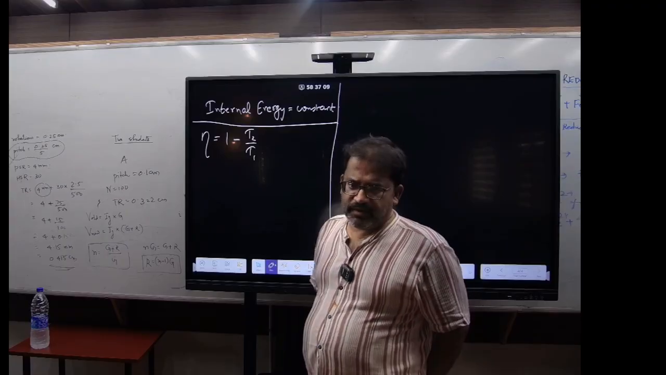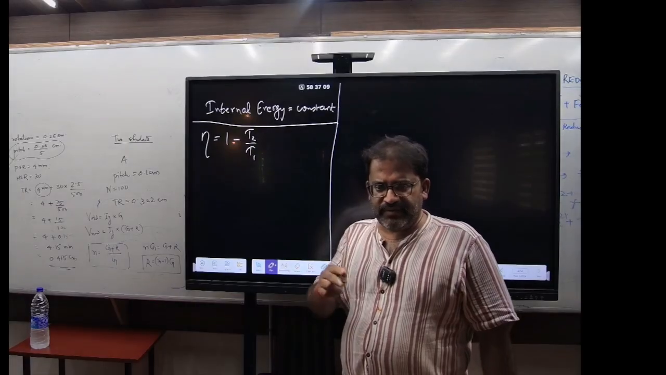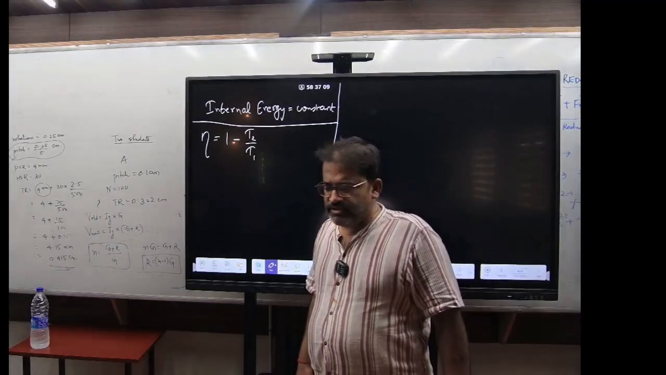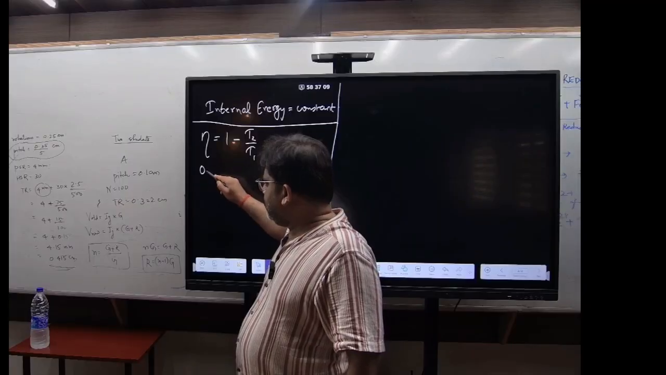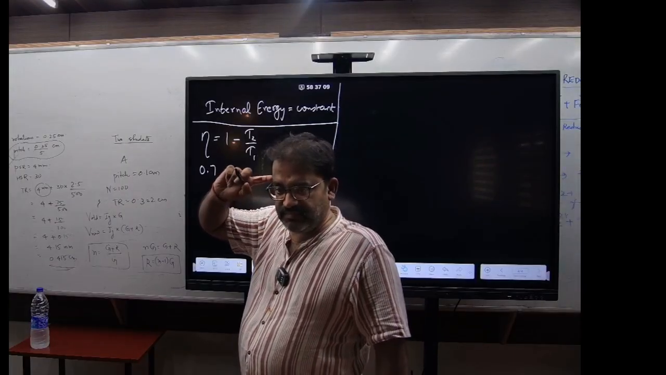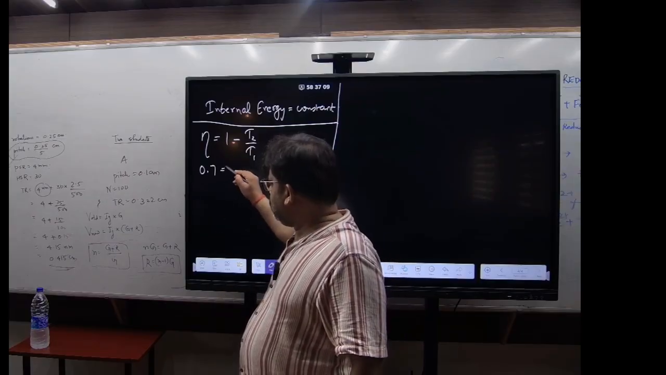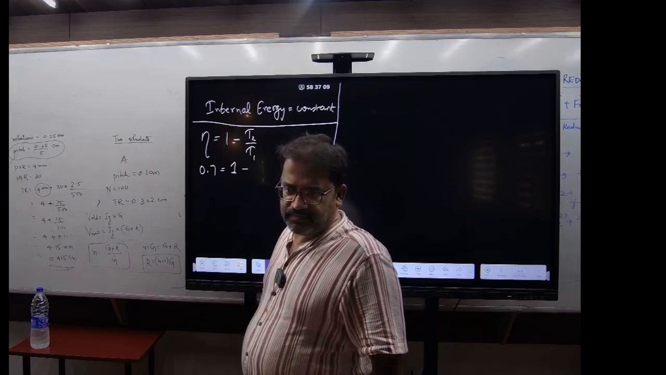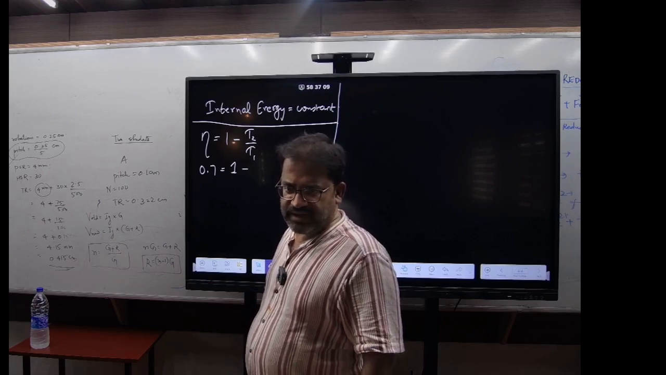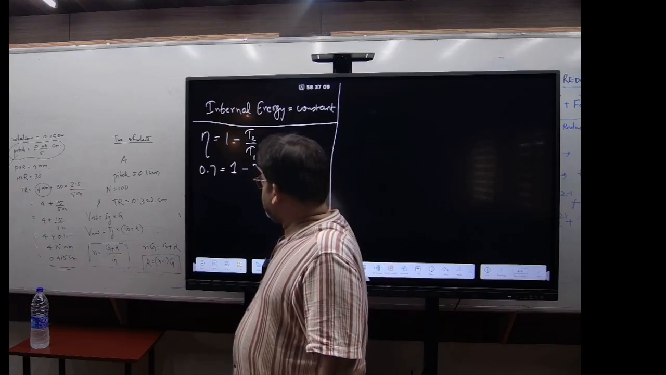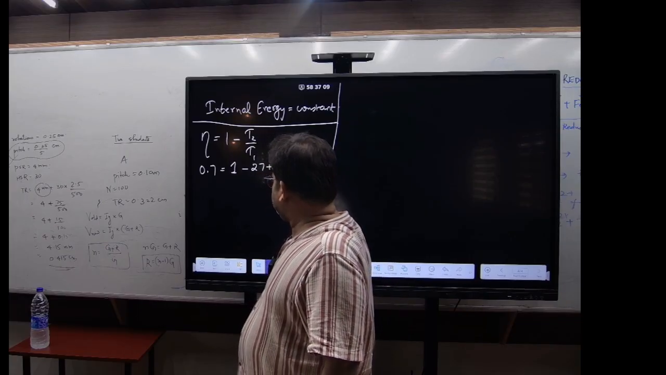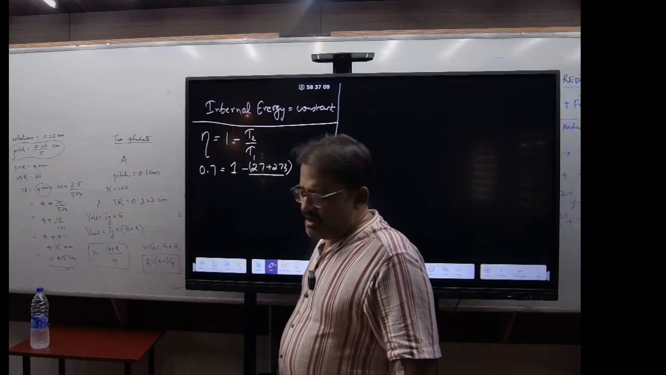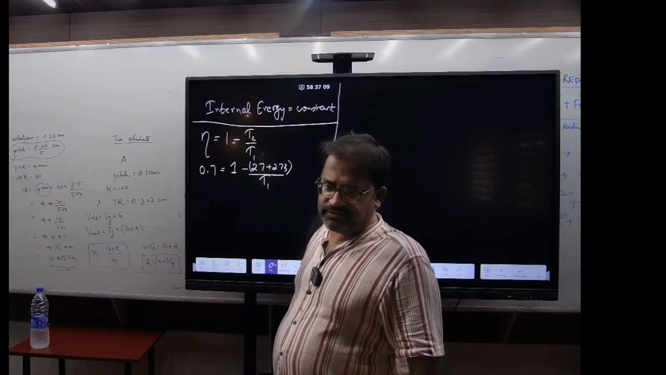Now remember, he is telling us efficiency is 70%. Now what do you mean by 70%? It is 70 divided by 100. Since it is 70 divided by 100, that will be 0.7. Okay, beta. So 0.7 is equal to 1 minus T2 is given. What is the value of T2? 27 degree Celsius. That we have to convert in terms of Kelvin. So it is 27 plus 273, divided by, we can say, the temperature of the source, that is T1.